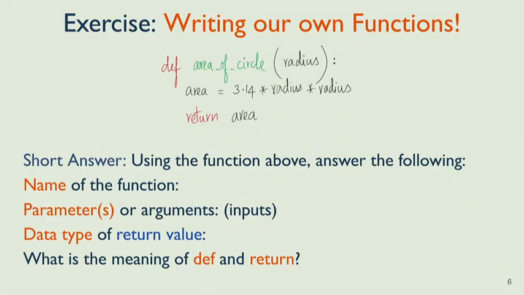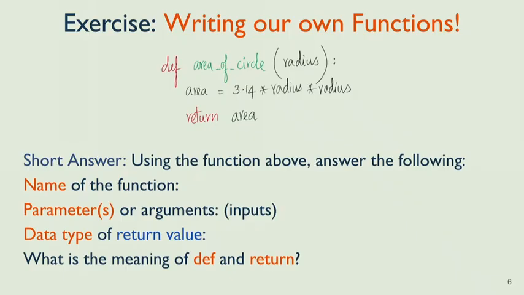What's the data type of this return value? Remember, we talked a lot about data types, like strings, integers, floats, things like that. Float. An area. So this is a float. Why is it a float? It's area. It's like a decimal. Yes, exactly right. Area is going to have a decimal with it.